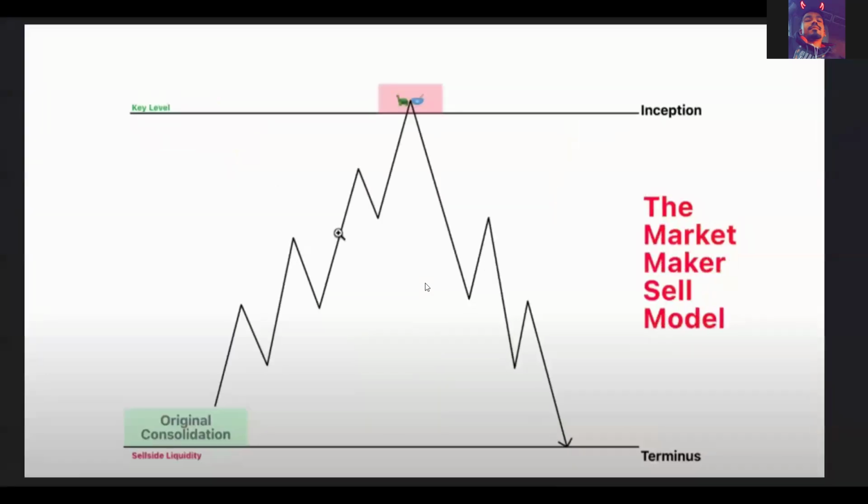Now here we are at the market maker sell model. For the market maker sell model, I want you to completely inverse what I just described to you with the market maker buy model. But here's a quick breakdown. We see that the market is consolidating in here, and then begins to expand to the upside, retraces, expands, retraces, expands, retraces, expands until this key level is reached.